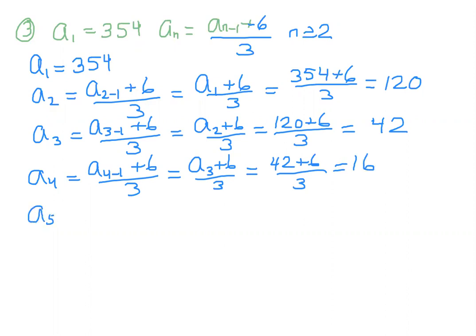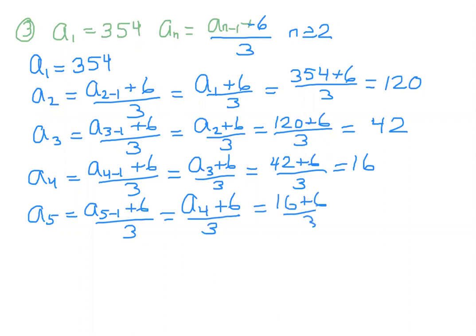And then a5 is this. So you can see the pattern is the term right before it plus 6, divided by 3, and this one is, we're down to a fraction now. All right, so phew, at least we could stop there. We're not going to have any more fractions. So the first 5 terms are 354, 120, 42, 16, and 22 over 3. All right, let's look at the next one.